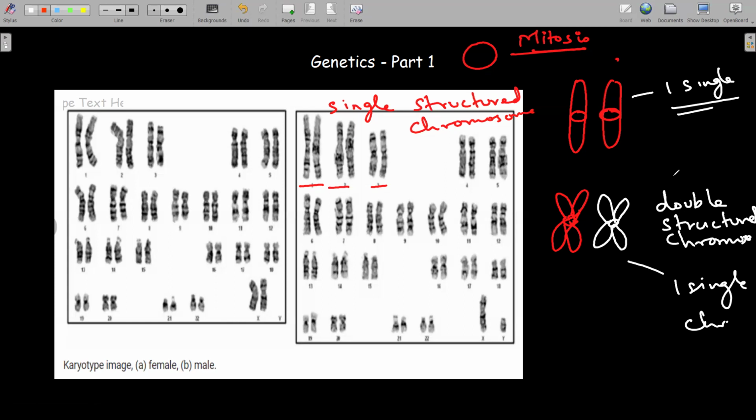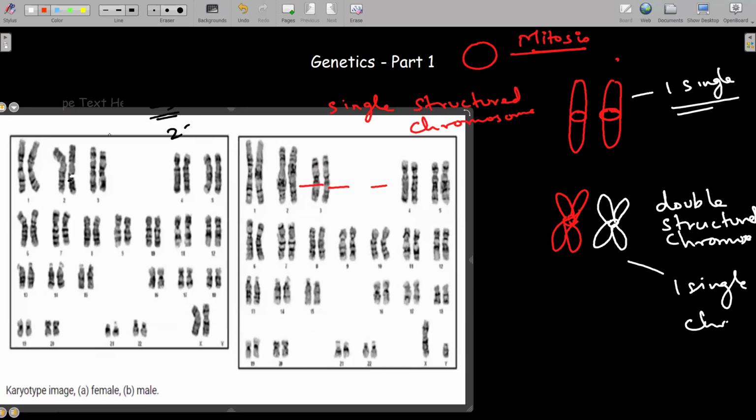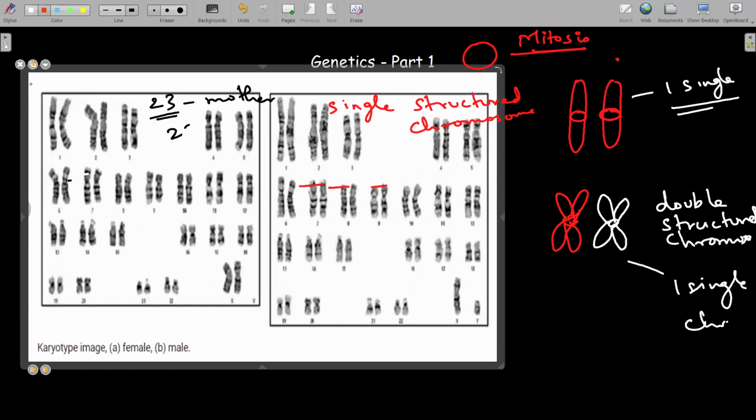Hope this is clear. Now, why is this duplication important? Why should it duplicate? If you see the karyotype, there are 23 single structured chromosomes from the mother, and there are 23 single structured chromosomes from the father. If you look at the picture itself, you'll be able to see.